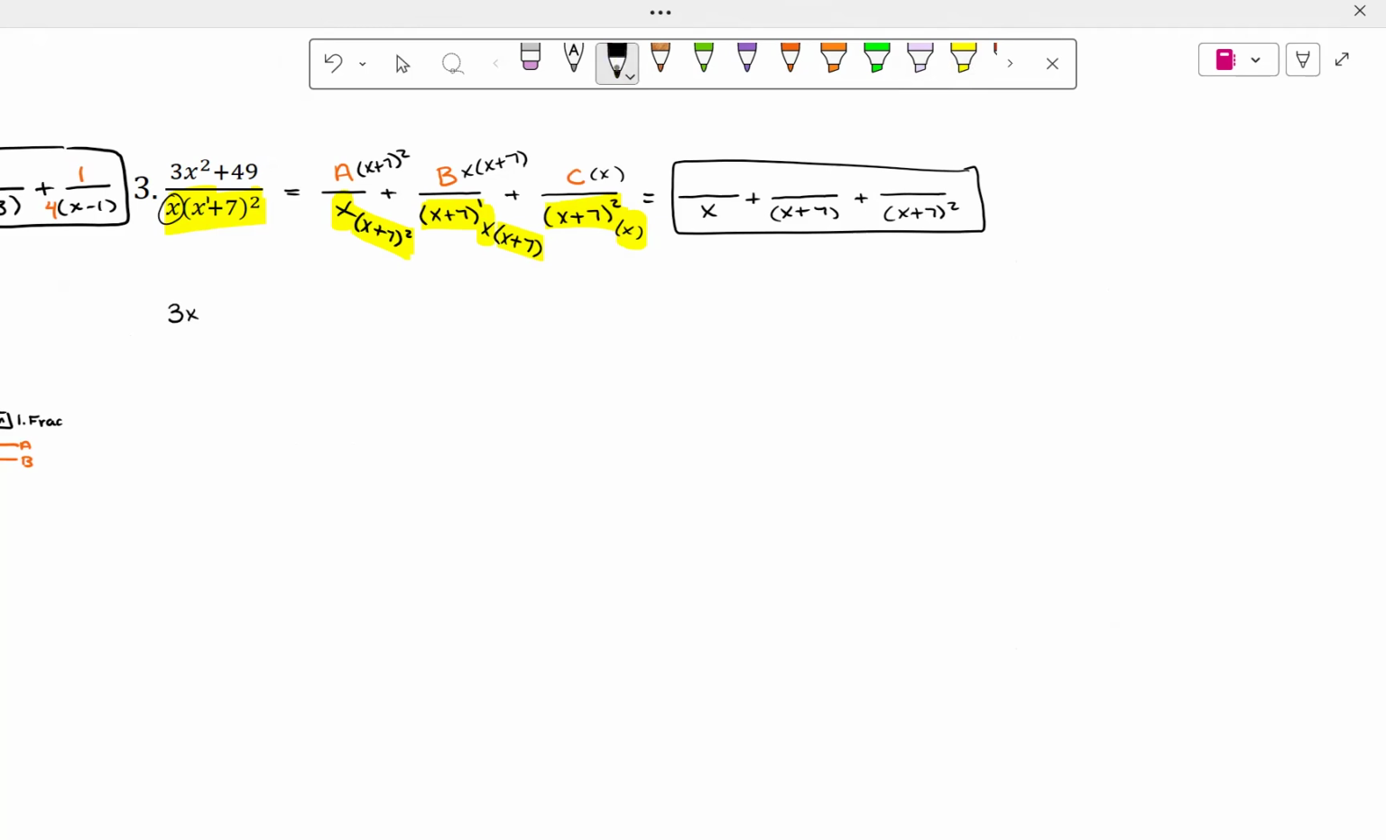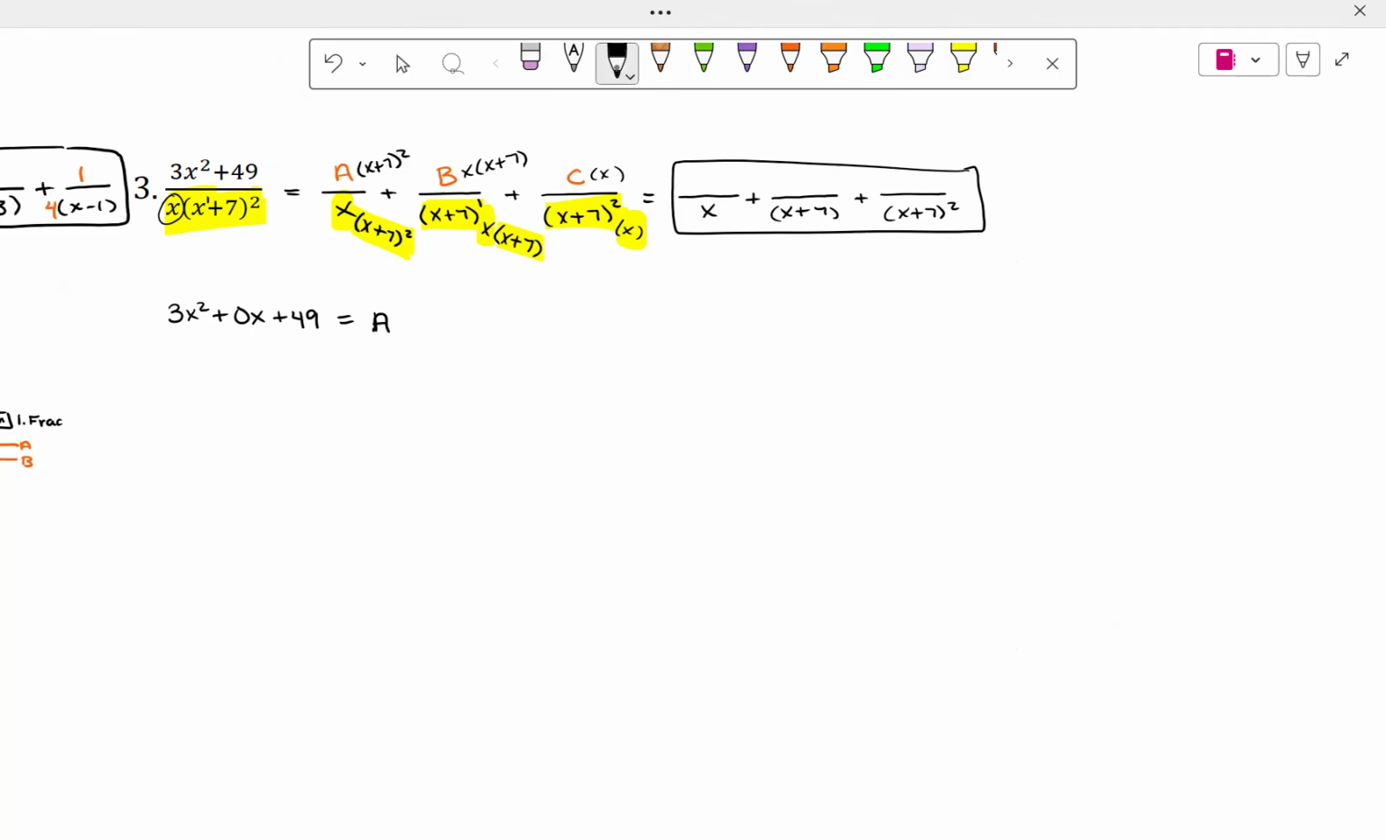3x squared. It's our first squared term. So we're going to have the first squared row here. I am going to write a plus 0x. So I see that as a 0 on my x row. And then plus 49 equals, and I'm going to actually do a little bit of distribution on this first line here. So this is a times 2 copies of x plus 7.